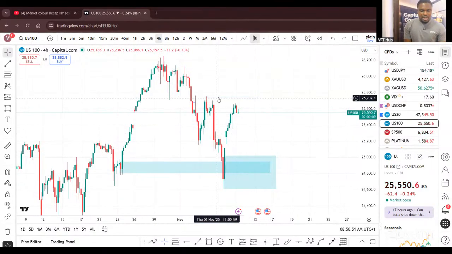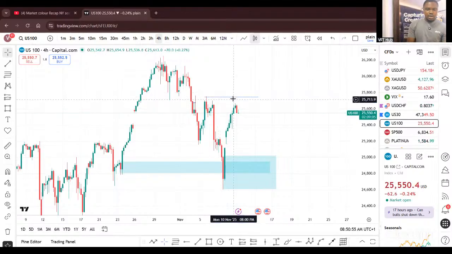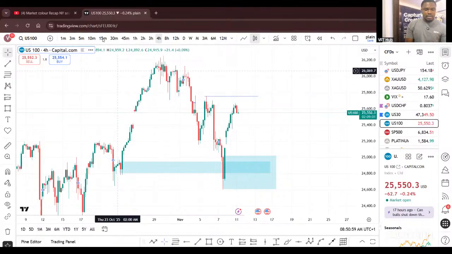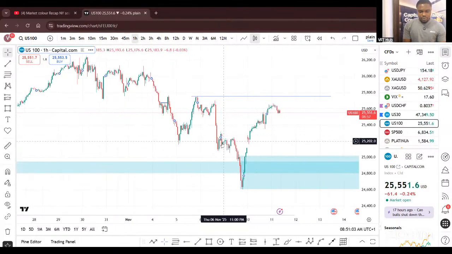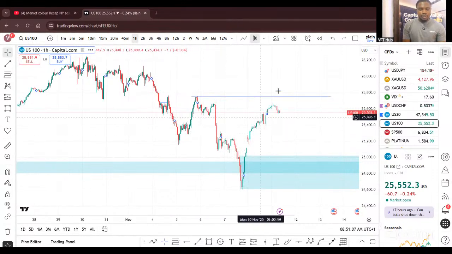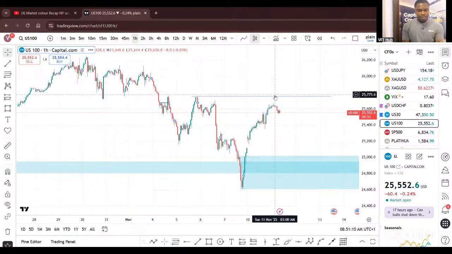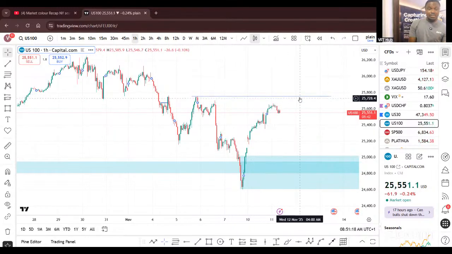We have to see a proper shift of structure that will give us more confidence to look out for buys in the market. And on the 1-hour time frame, let me see if there's anything. We have a shift already happening here. A shift has happened, but then this break is more confirmation for what we should expect. All right, this break of structure is an additional confirmation, which is very valid.